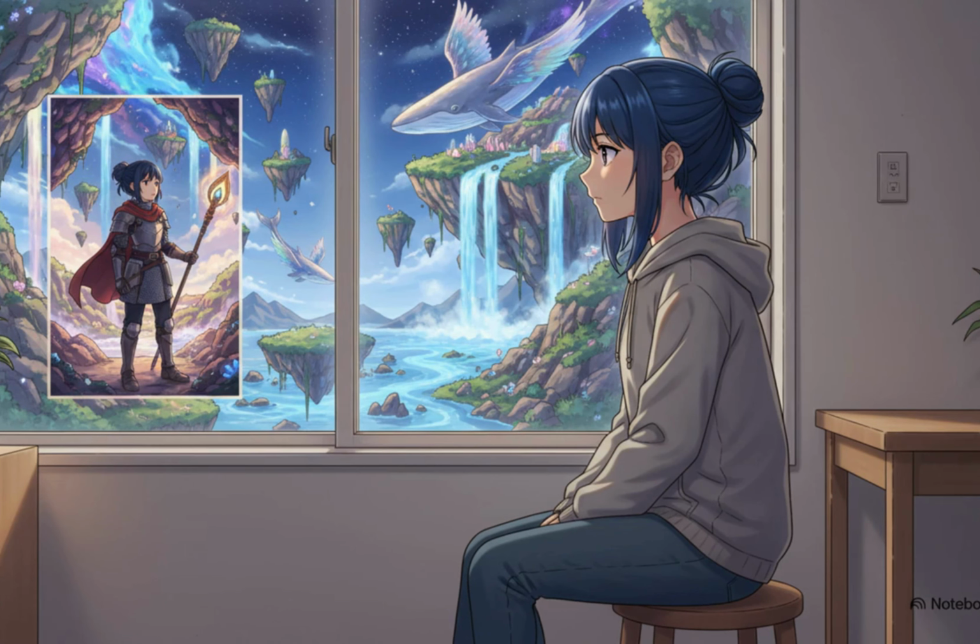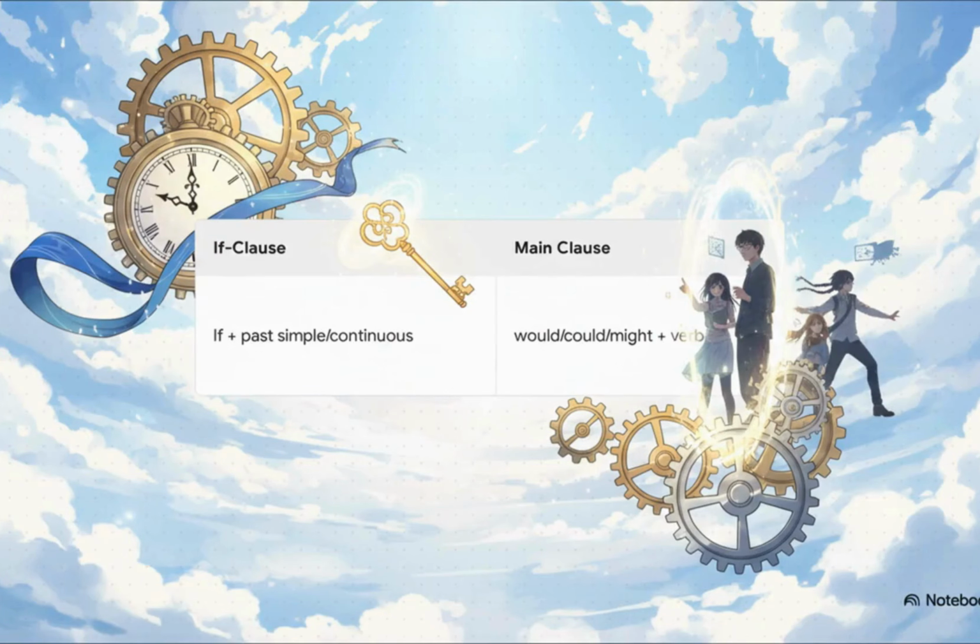The unreal present. This is your go-to tool for imagining a different reality, right now or in the future. We're talking about situations that are unlikely or maybe even flat out impossible. This is the official language of daydreaming. Now, you gotta pay close attention to the structure here because it's a little tricky.